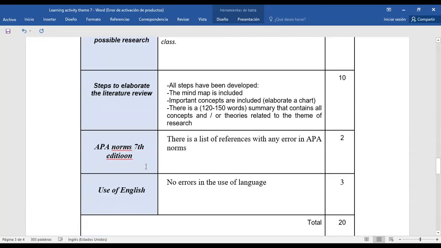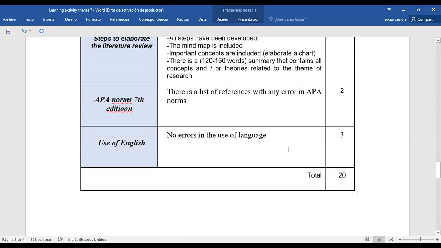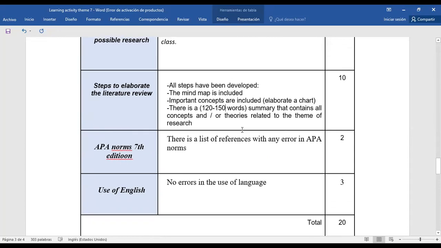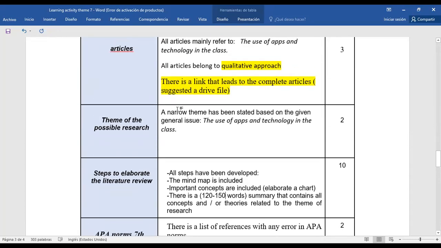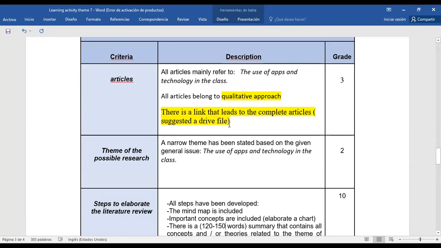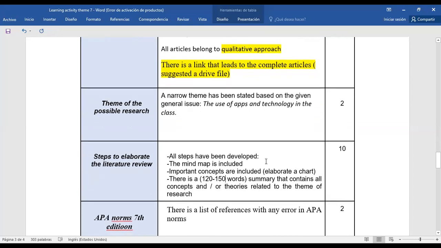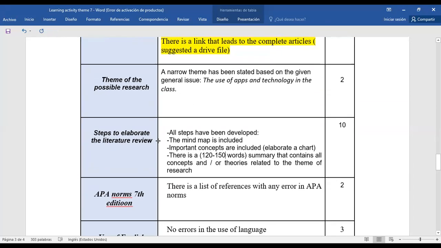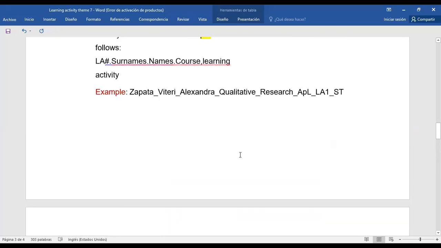The use of APA, you know, and the use of English, of course. It is important that you pay attention to this rubric because sometimes you say, oh, I forgot the link. You are going to be penalized with 3 points, okay? And each section is important, but the core of this activity is the literature review. So follow the steps, work hard on this.